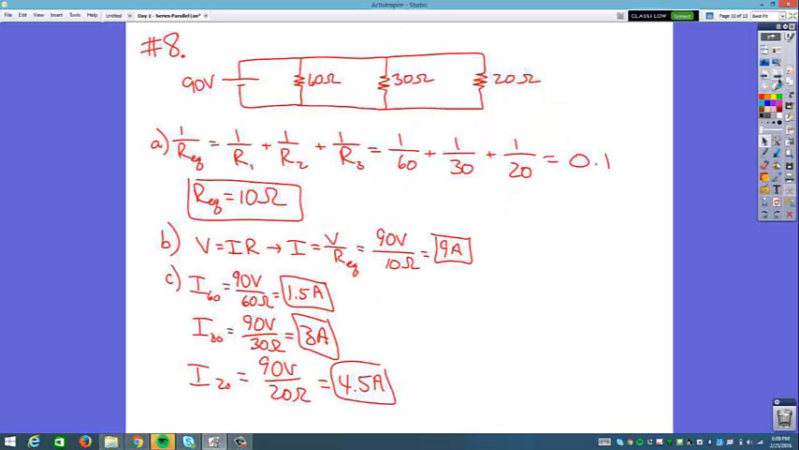So if you look at number 8 in your homework, you have 3 resistors. Each resistor has its own resistance value: 60, 30, 20. So if I want to figure out what Req is, I'm going to add 1 over R1 plus 1 over R2 plus 1 over R3. So 1 over 60 plus 1 over 30 plus 1 over 20. Add that up, and then you're going to invert it, x to the negative 1 on your calculator. Your answer will be 0.1. Then when you do x to the negative 1, it becomes 10 ohms for your Req.